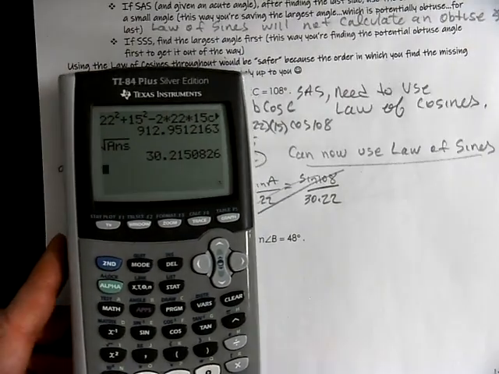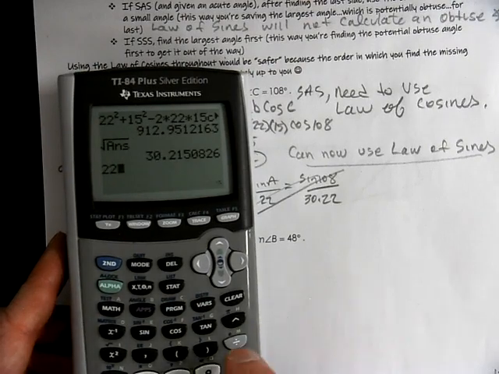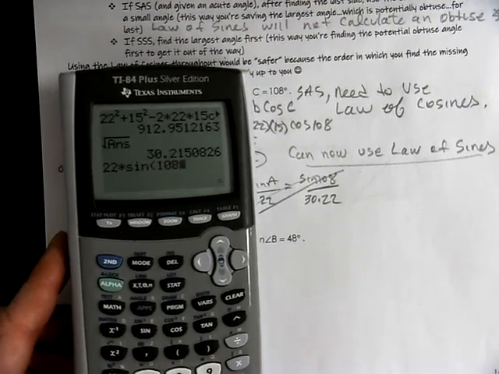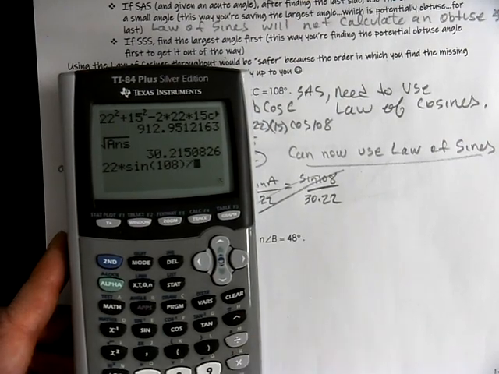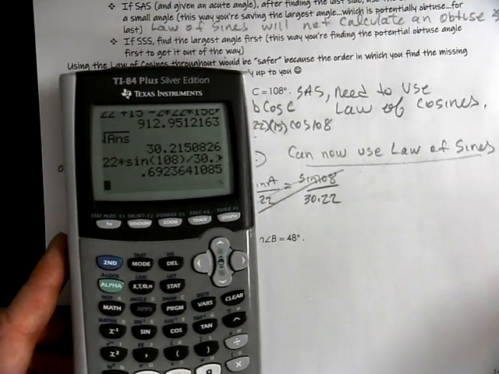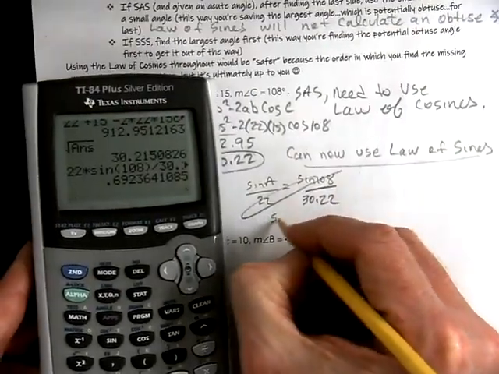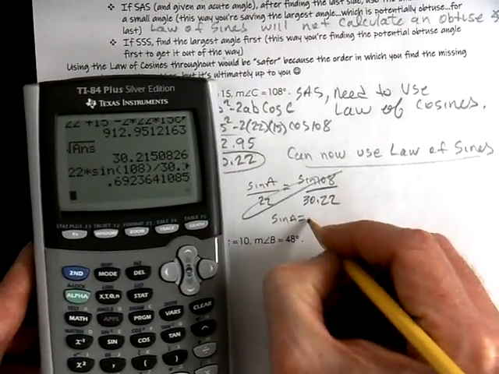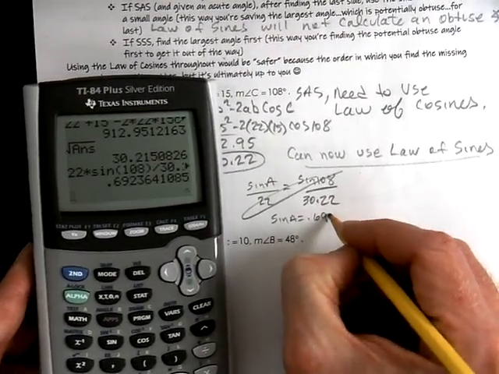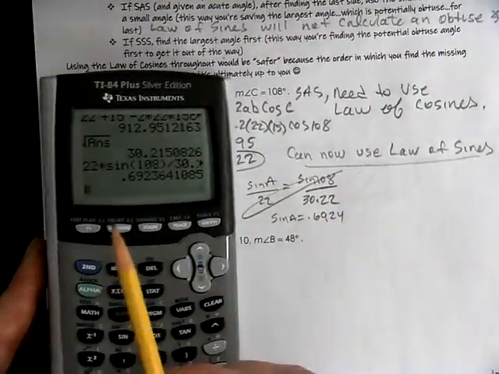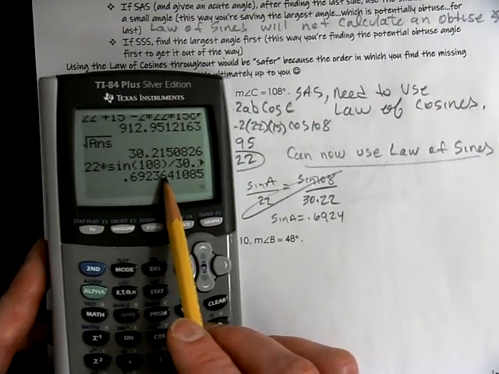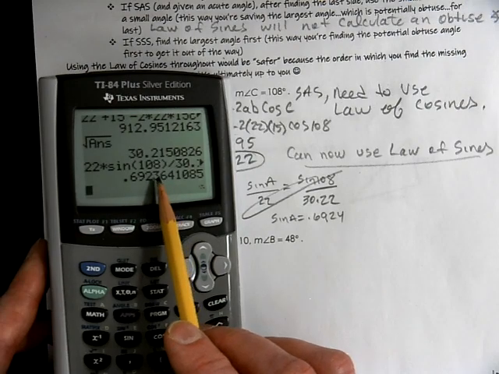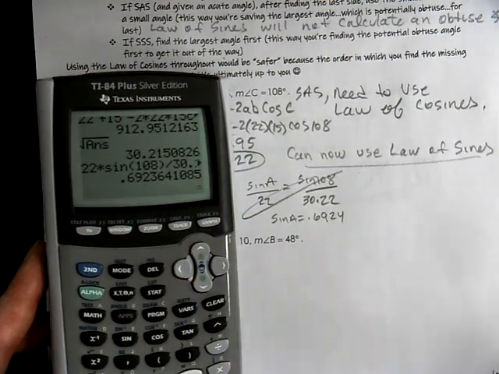Well, okay. 22 times the sine of 108. You've got to close parentheses. Then you can divide by 30.22. And we get sine of A to equal 0.6924. I'm going to round it to 4 because my 5th number is 5 or larger, so that makes my 4th number go up 1.